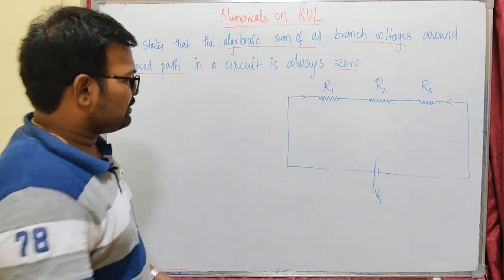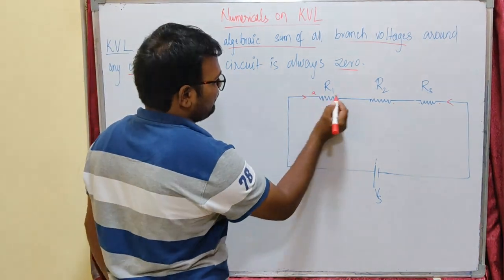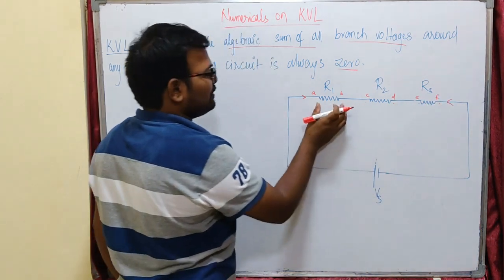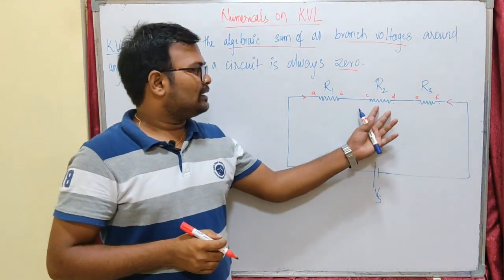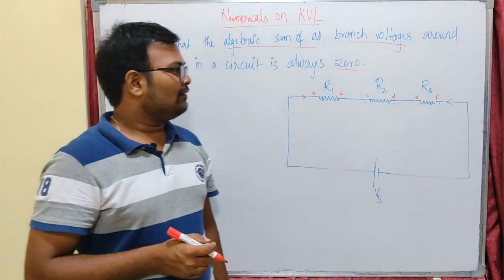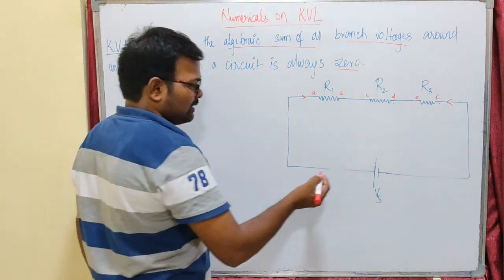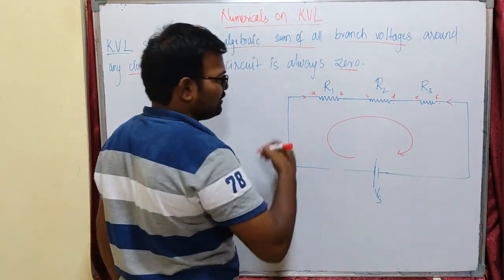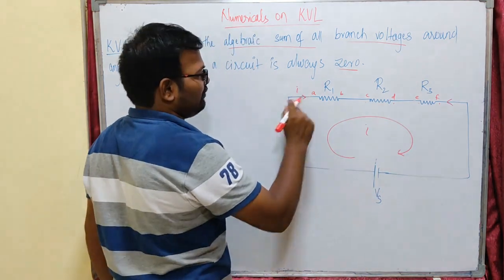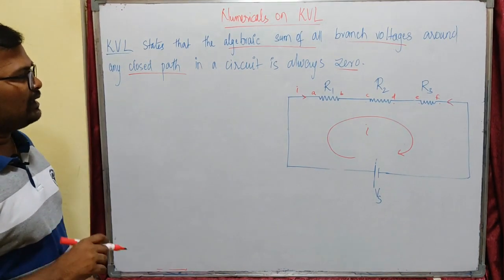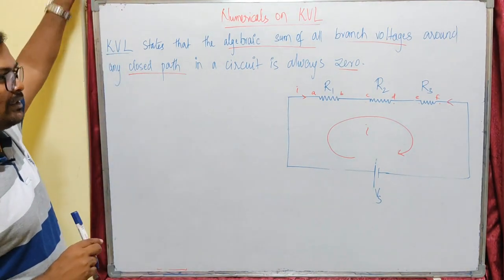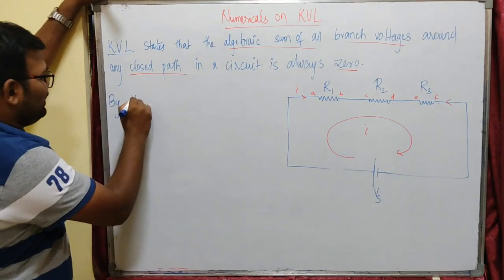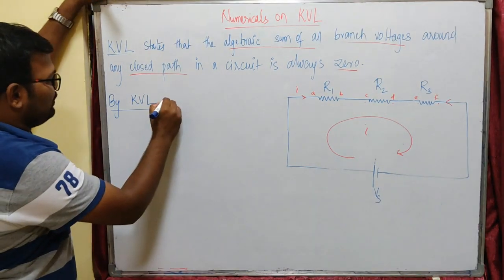Now let us assume these as terminals A, B, C, D, E, F. AB is the terminals of resistor R1, CD is the terminals of resistor R2, and EF is the terminals of resistor R3. As current leaves the positive terminal of the battery, I am going to consider the conventional direction, that is clockwise direction of current, that is I. That means current is entering from this direction. Now let us write the KVL equation in this loop.